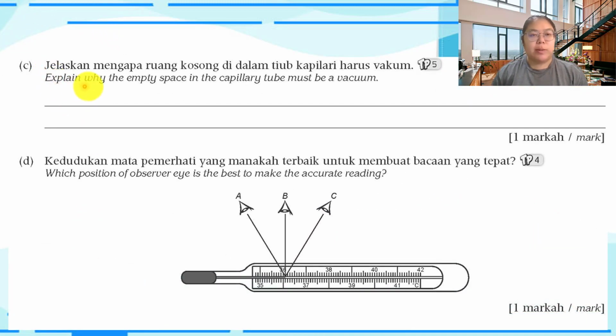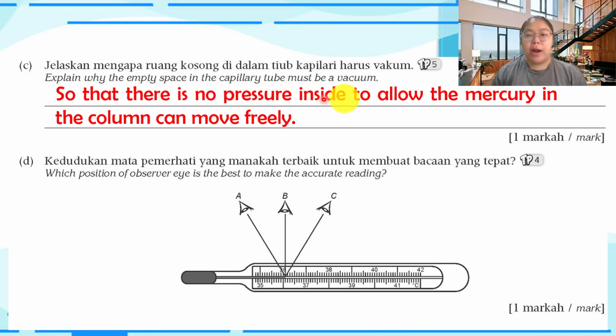Then we continue: explain why the empty space in the capillary tube should be a vacuum. We want to put a vacuum inside the space here. Why? If it is a vacuum, that means we don't have any air molecules, so we don't have any pressure. If there is no pressure, it does not affect the mercury column. It does not move up and down. So I want to fix the location of the mercury column. I don't want it to move. That is why I need to mention that there is no pressure inside to push the mercury in the column, so it can be moved freely. That means it fixes the location of the mercury.